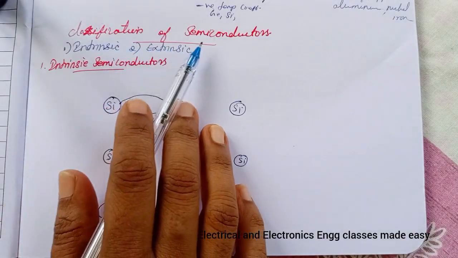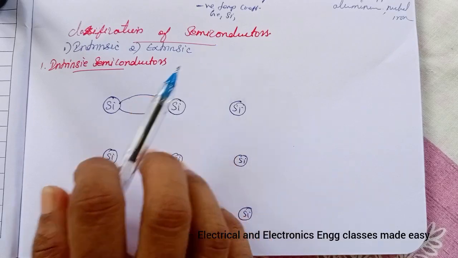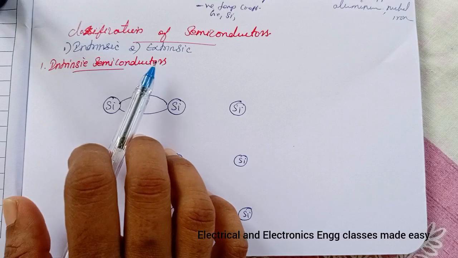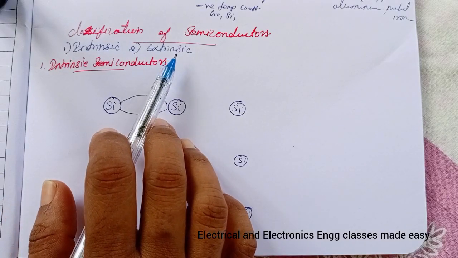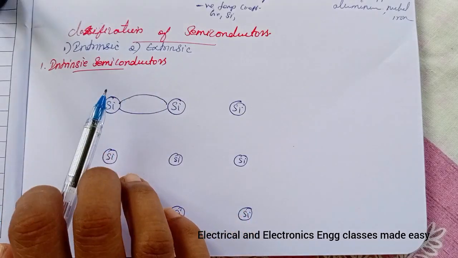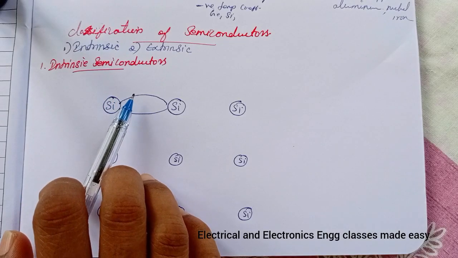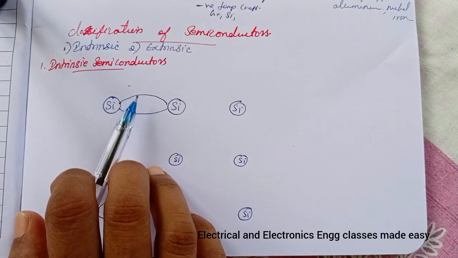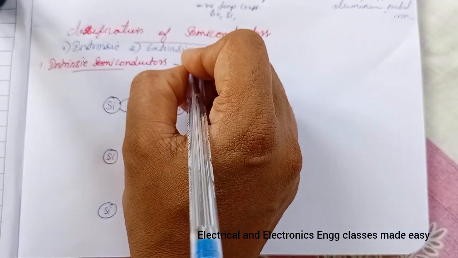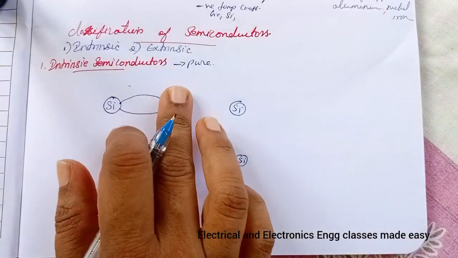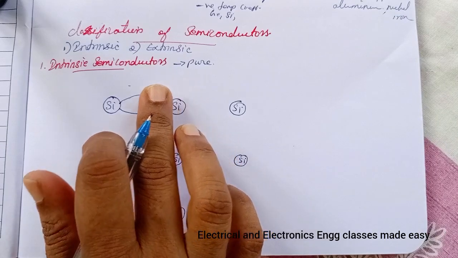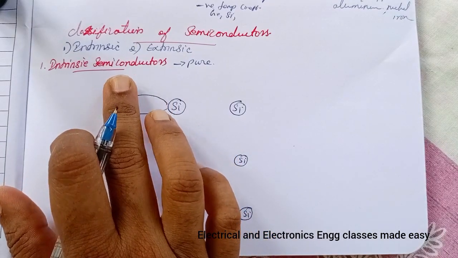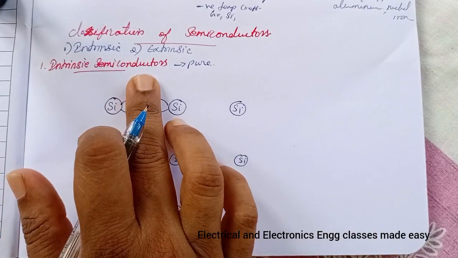Next is classification of semiconductors. The semiconductors are classified into two types, intrinsic and extrinsic semiconductors. Let us study about intrinsic semiconductors. A semiconductor in an extremely pure form, so this is pure semiconductor. A semiconductor in a pure form is known as intrinsic semiconductor.